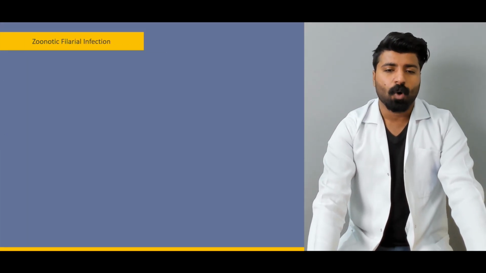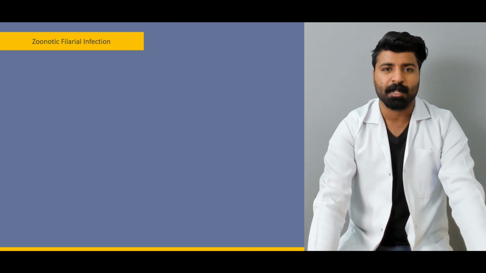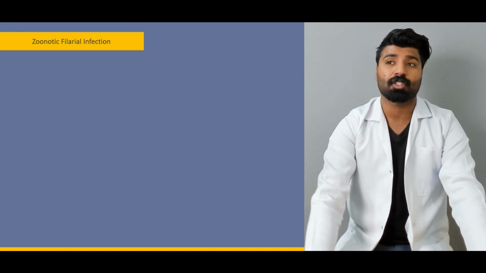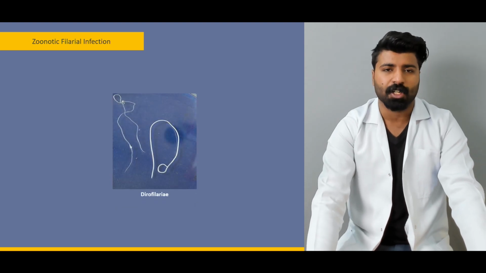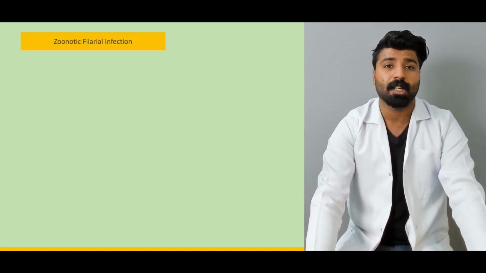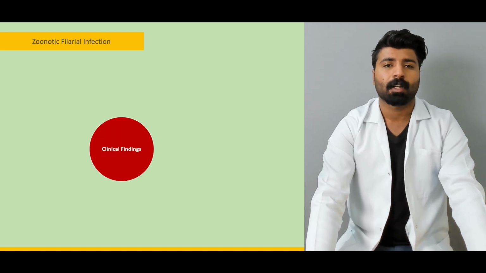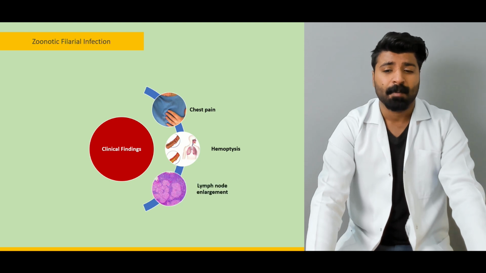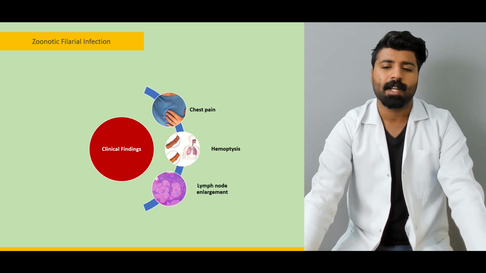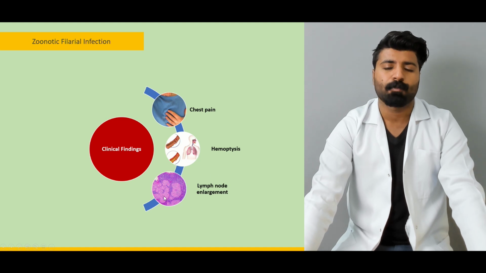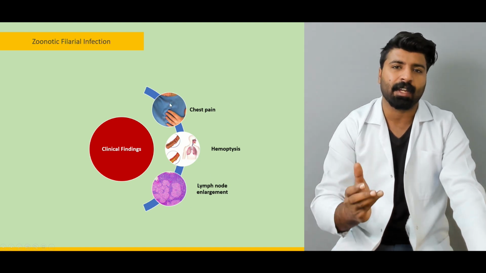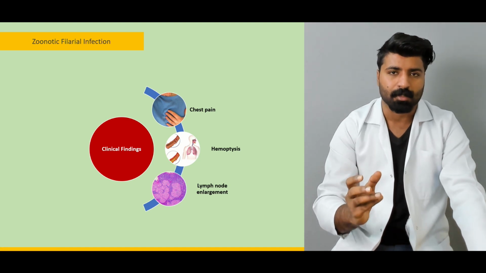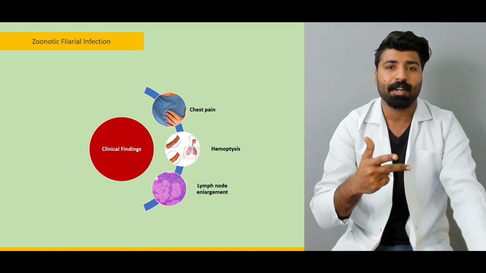Next on, let's talk about zoonotic filarial infections. Zoonotic filarial infections mean those filarial infections which occur because of zoonotic origin. And they include what? Dirofilaria. It's depicted right here. It's the main cause of it. So the clinical findings you'll look for in the patient suffering from this pathology are chest pain, hemoptysis, and lymph node enlargement. Why? Why chest pain? Why hemoptysis? Why lymph node enlargement? Because it's affecting basically three organ systems: lungs, your blood vessels, and your lymph nodes.